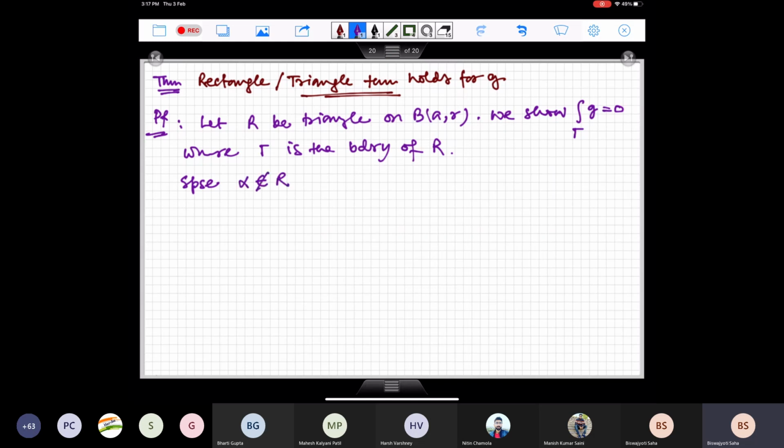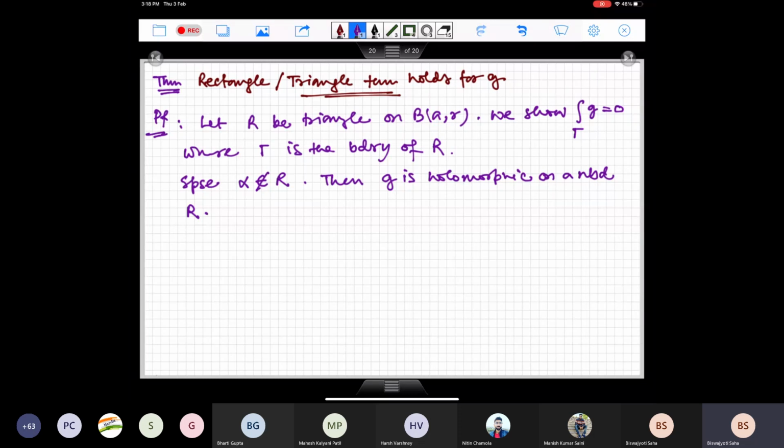When I think of a rectangle or triangle, I am not only looking at the sides but also the interior. So when I say that alpha does not belong to R, that means alpha belongs neither to the sides nor to the interior. This is the scenario that I take. So if alpha does not belong to R, then g is actually holomorphic on a neighborhood of R.